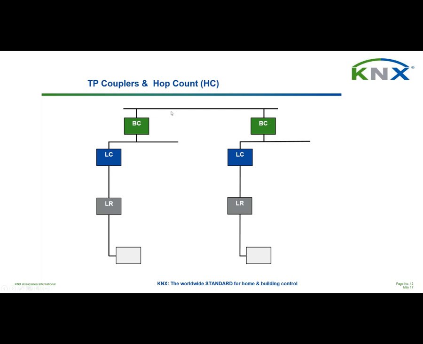Suppose I have this KNX installation, where on the top is the backbone, with a backbone coupler that connects the backbone line to a main line of an area, where the line coupler then connects the line to that main line. On the other side we see the same thing. Within the line there is one line repeater in order to add another segment in the line, in order to extend the capacity of that line.